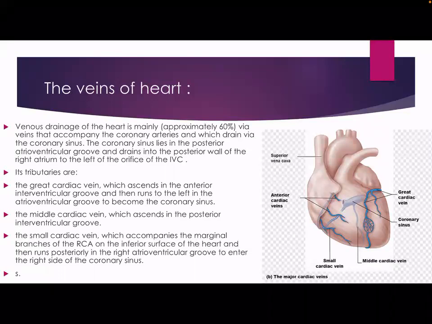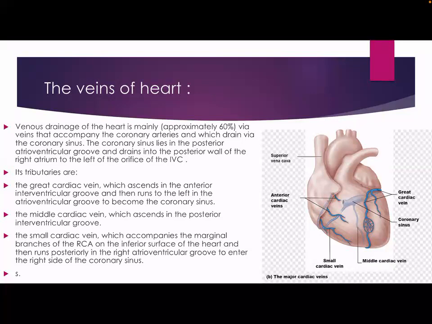The cardiac veins, the venous drainage of the heart, are mainly through the veins that accompany the coronary arteries, which drain into the coronary sinus. This is the coronary sinus, which is located in the posterior aspect of the atrioventricular groove and drains into the posterior wall of the right atrium. This is the right atrium.